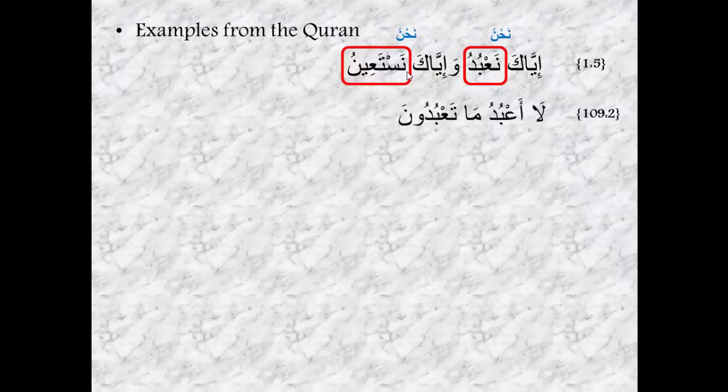Ayah number 2. La a'budu ma ta'buduna. I do not worship what you worship. So this is an example of a negation. This is la an-nafiya, negating this verb. La a'budu, I do not worship. So a'budu conjugated for ana. Notice the hamza in the front and the dhamma on the end.